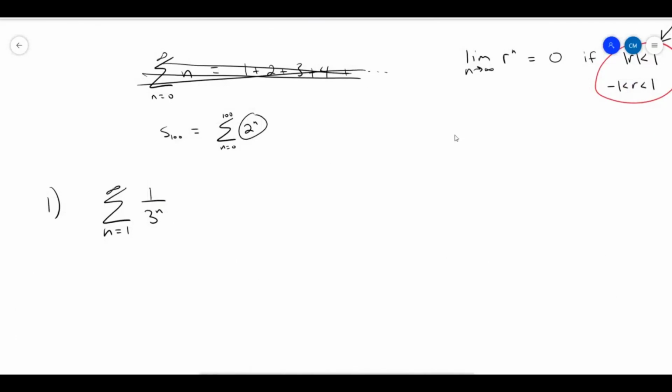So this is the first thing I'll show you. In fact, even before we do that, let me just write it like this. You can always rewrite a fraction where there's just a 1 in the numerator like that, right? Because 1 to the n is just 1, right? So I can write it like that.